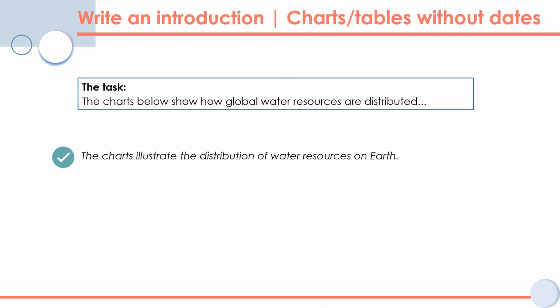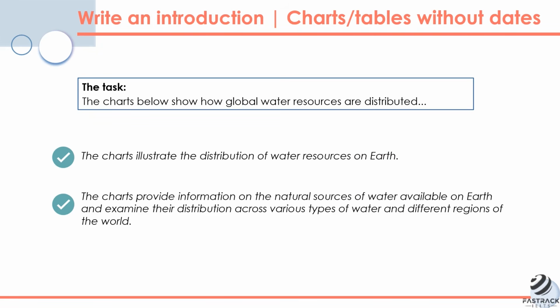Here is my first version. The charts illustrate the distribution of water resources on Earth. How water resources are distributed is the same as the distribution of water resources. Global is on Earth. This introduction paraphrases the task sentence. In my second version, I added some extra information from the charts.